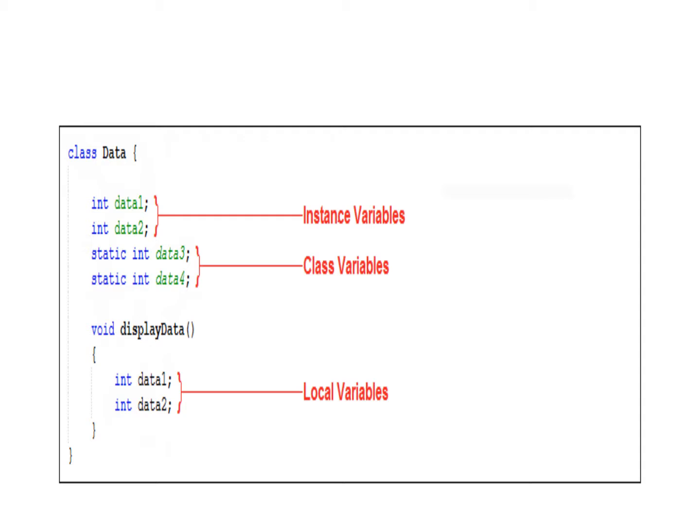Let us have a quick recap of instance variables, class variables, and local variables. Here Data is the name of the class. data1 and data2 are the instance variables as they are declared inside the class, but they are not preceded by the keyword static. data3 and data4 are class variables as they are declared inside the class with the keyword static. void display data is the instance method because it is not defined with the static keyword. data1 and data2 here are local variables because they are declared inside the method.